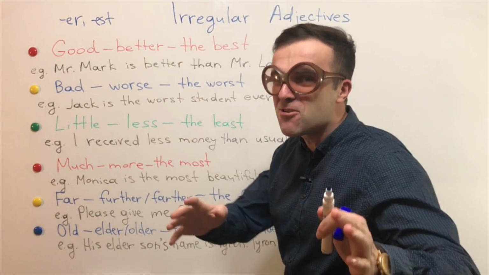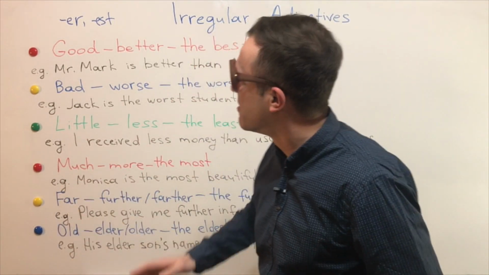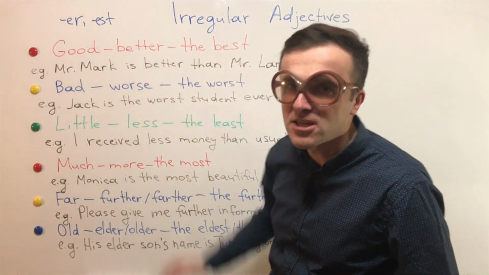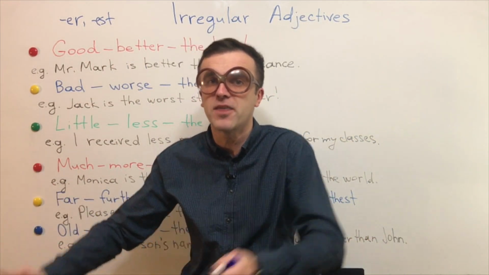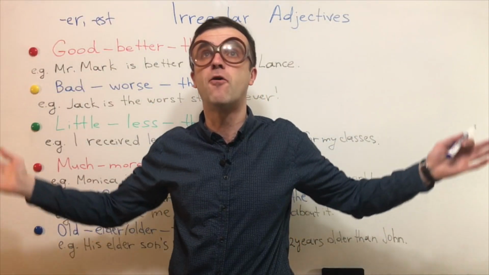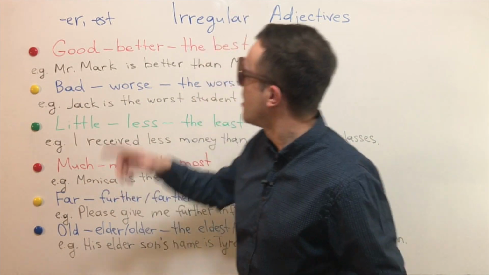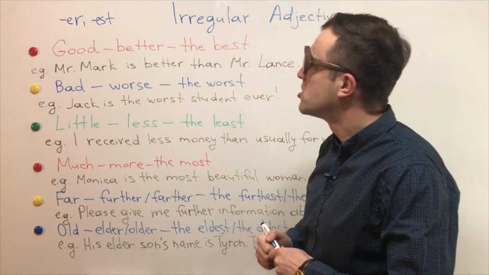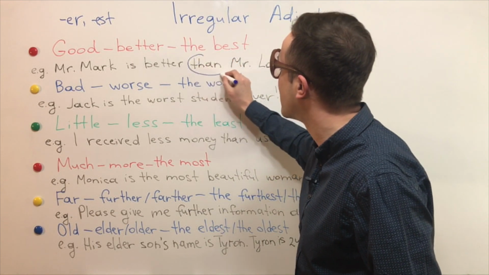So, let's move on to the first irregular adjective. Here it is. Good, better, and the best. Good in comparative form, when you compare one thing with another, one is better, and the best is the superlative form. So for example, Mr. Mark, it's me, is better than Mr. Lance. It's definitely better. So better when you compare two things, and you have than here.